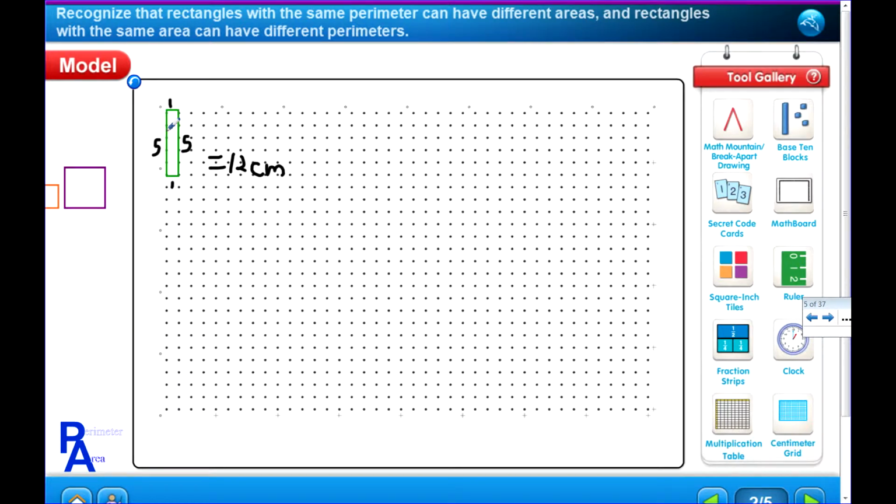What is the area? The area equals 1 times 5. 1 times 5 equals 5 centimeters squared. So 5 centimeters squared, the inside, there's that many boxes. 1, 2, 3, 4, 5.